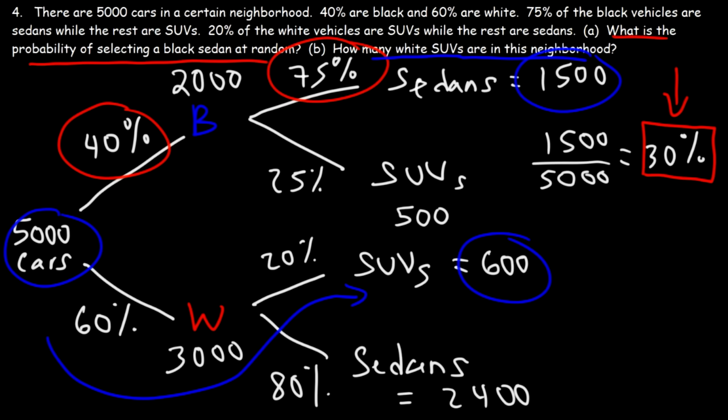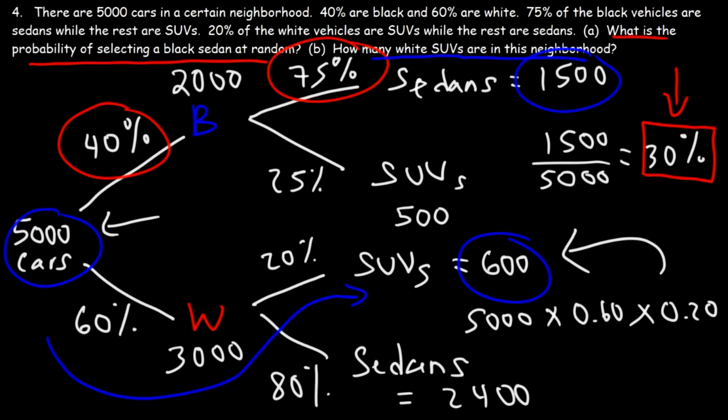With the percentages, what you could do is you can start with this number, 5,000, and then multiply that by 60%, or 0.60, and then multiply that by 20%, or 0.20. And that will give you 600 white SUVs. And so that's another way in which you could use tree diagrams to solve probability-based problems.